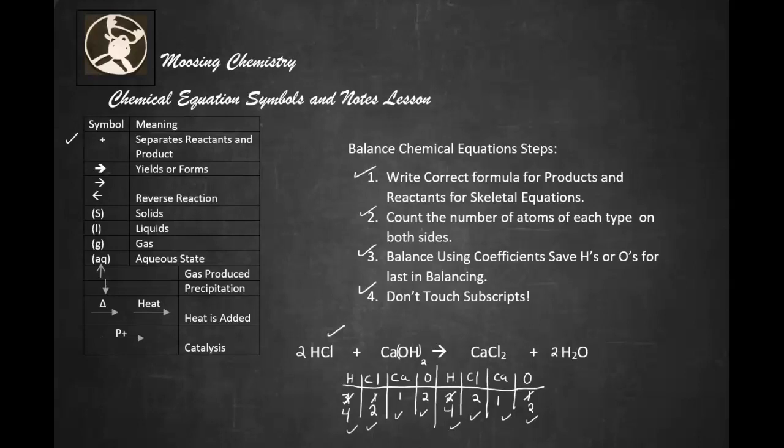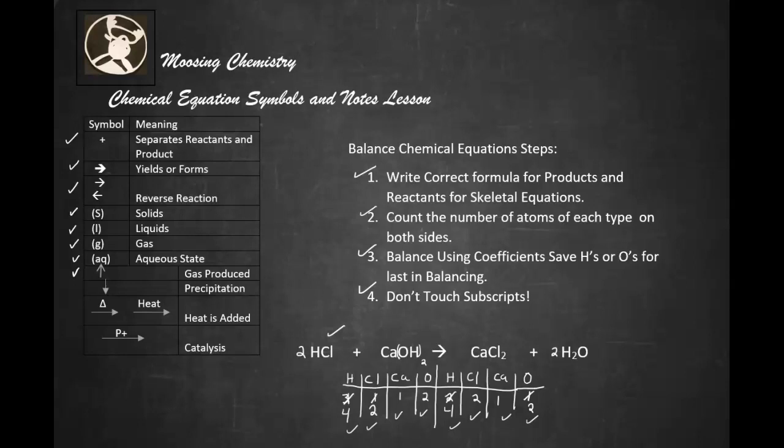All right, so some symbols that we use. Well, the plus sign separates reactants and products. The arrow pointing to the right means yields or forms, from reactants to products. And if the reaction can go both directions, we use a double arrow on top of each other. We call that a reversible reaction. If you see S with brackets around it, that means that chemical or compound was a solid. If you see L with brackets, that means it's a liquid. G with brackets means it's a gas. Or if it's a solid dissolved in a liquid, it's in an aqueous state, okay?